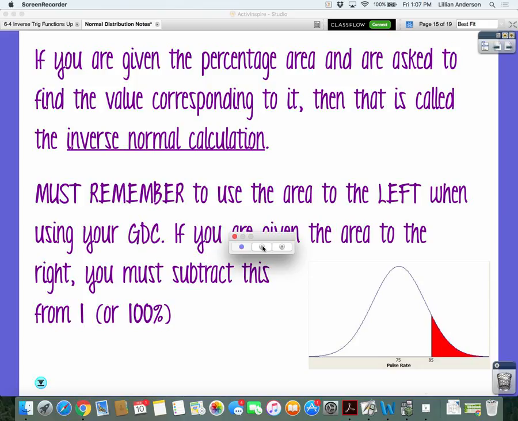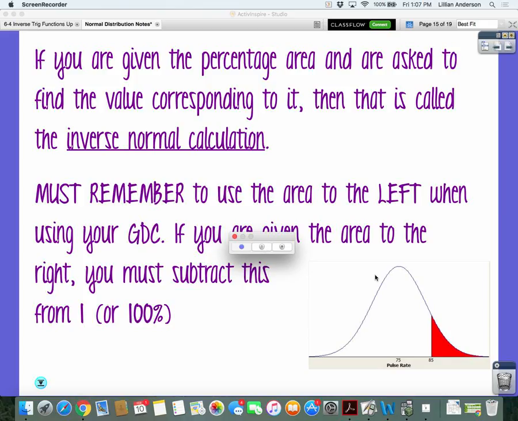So, going the other way, if you're given the percentage area and are asked to find the corresponding value to it, that is called inverse normal calculation. Now, the one thing you have to be aware of when you're looking for these values is that it needs to be the area to the left whenever you use your graphing calculator. That means if it says the probability is 80% for some x value that's greater, you need to use the area to the left.